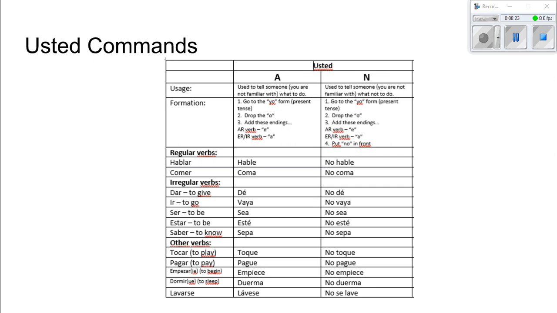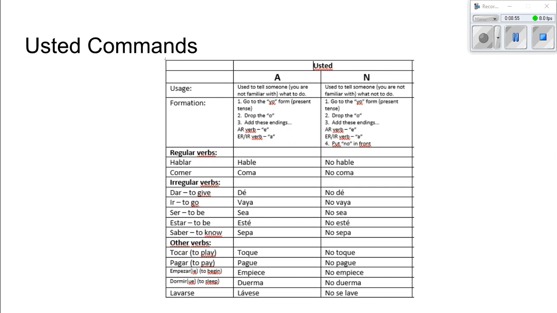Usted command is used to tell someone that you are not familiar with what to do, or what not to do. You use usted from the subjuntivo, so you go to the yo, drop the o, and add the endings that it's E and A. E for AR verbs, A for ER and IR verbs. Okay? Hable, no hable, because it's negative, you put the no in front.